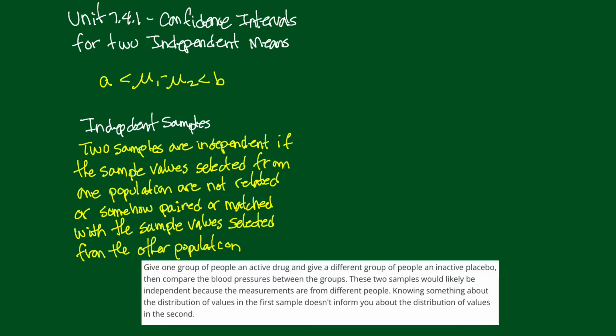Here's an example. Suppose that you give one group of people an active drug and give a different group of people an inactive placebo. Then compare the blood pressures between the groups. Now, these two samples are likely to be independent because they're not matched up in any way. Knowing something about the distribution of the values of, say, one sample doesn't give you any information about the distribution of values of the other.